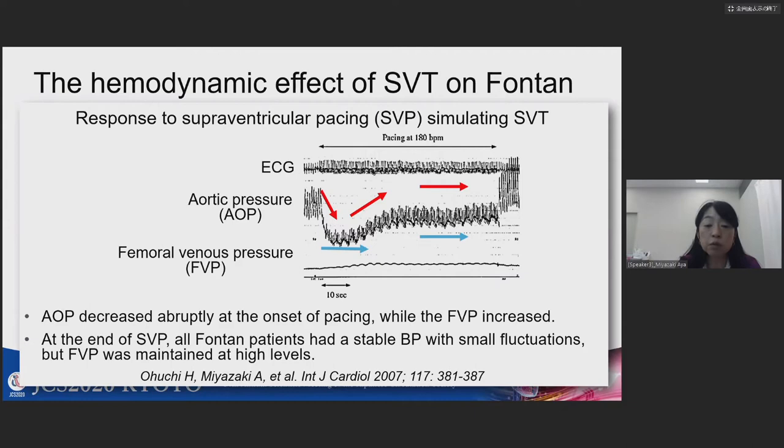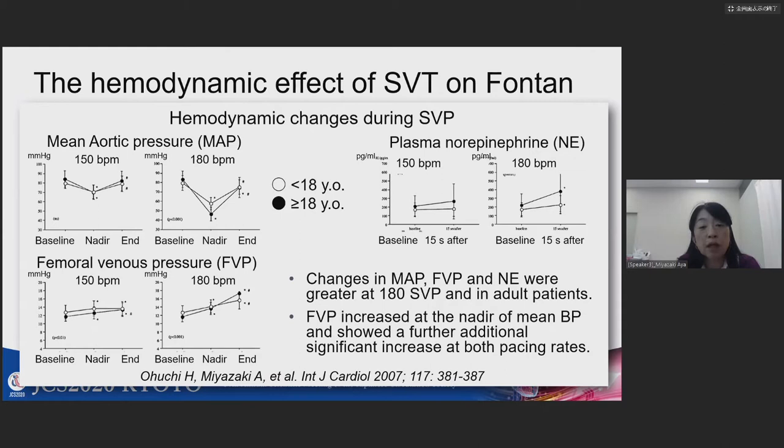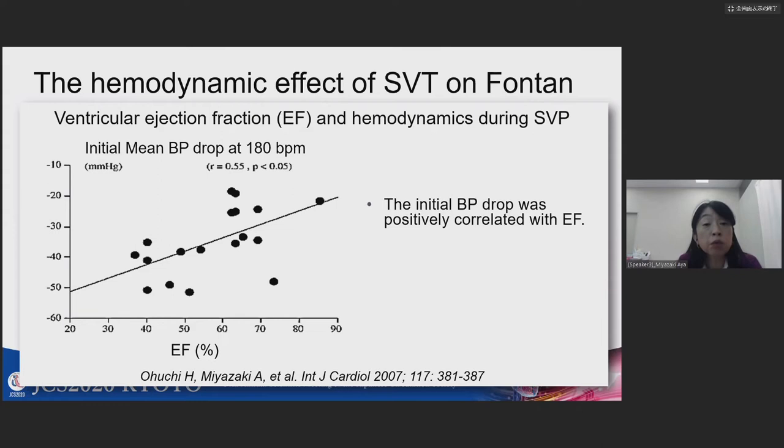These figures show the hemodynamic change during the SVP at 150 BPM and 180 BPM. Open and closed circles indicate child and adult patients. Changes in mean aortic pressure, femoral vein pressure, and non-arrhythmic level were greater at 180 SVP and in adult patients. Interestingly, FVP increased at the nadir of mean BP and showed a further additional significant increase at both pacing rates. And this figure shows the variation between ventricular ejection fraction and hemodynamics during the SVP. The initial BP drop was positively correlated with the ejection fraction.